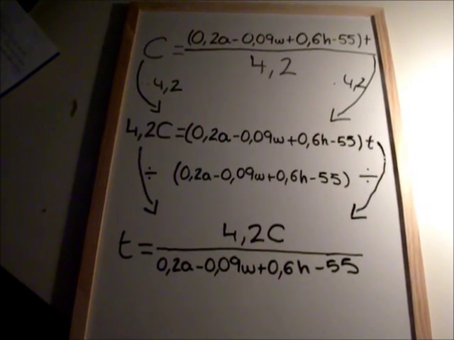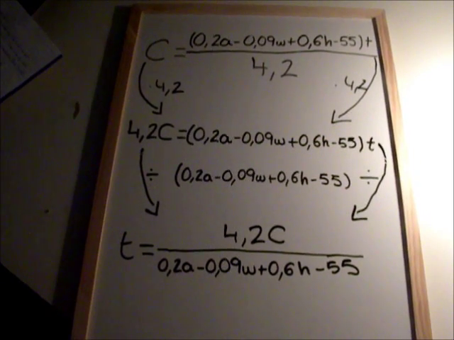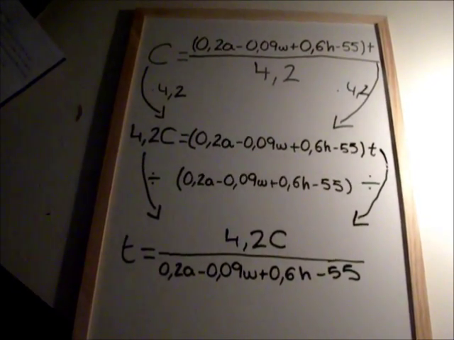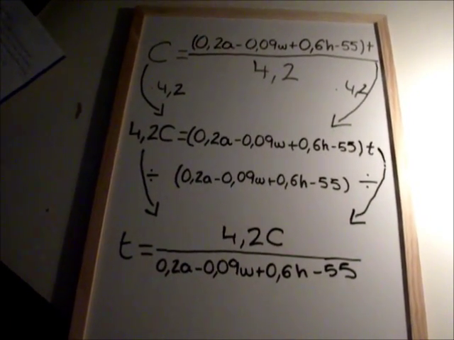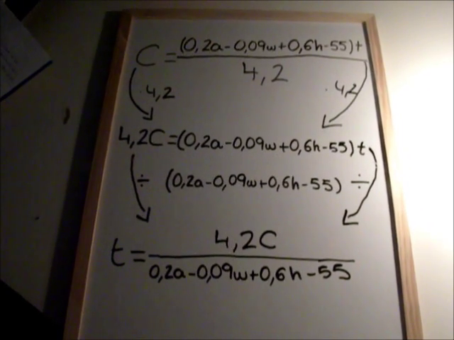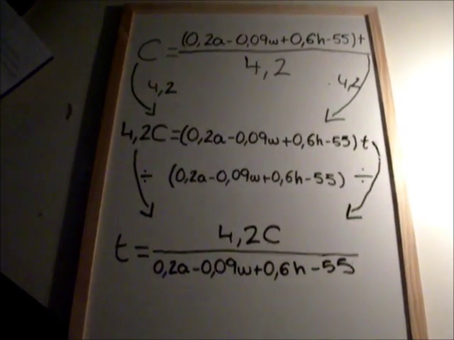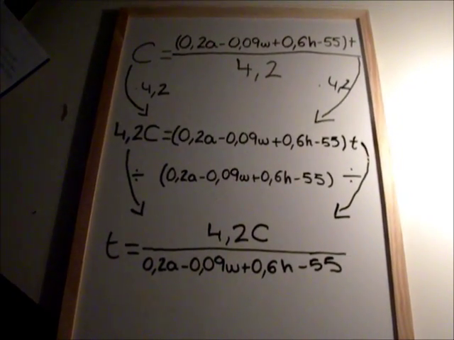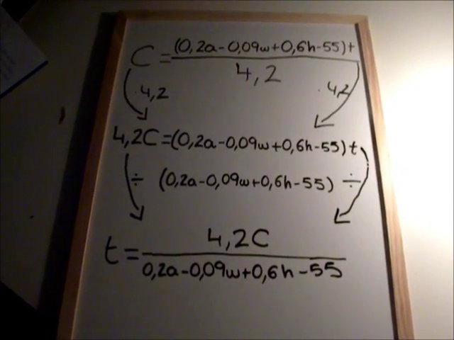So the final equation will be T is equal to 4.2 times C divided by 0.2A minus 0.09W plus 0.6H minus 55. The second situation is about Gerard, a gym instructor.